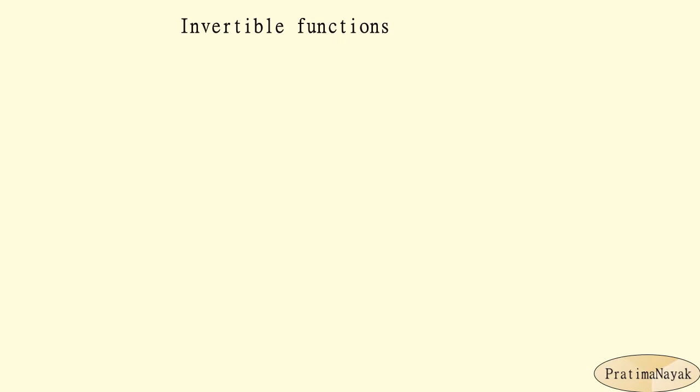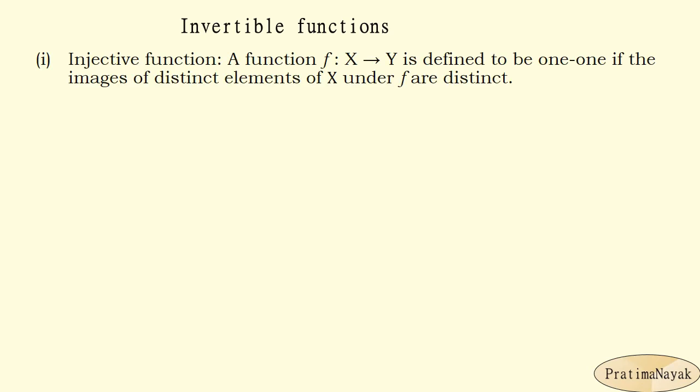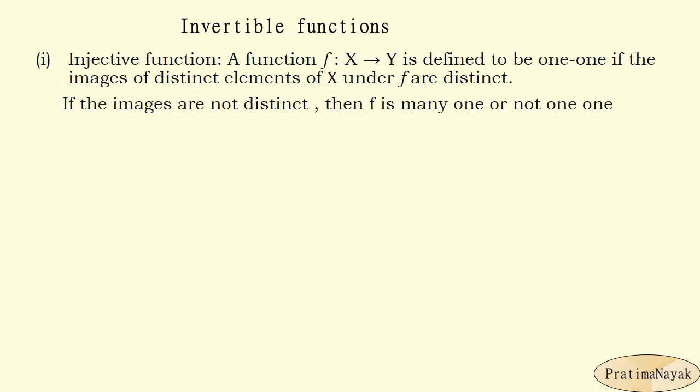Next concept is invertible functions, or which functions are invertible. To learn it, let us recapitulate the different types of functions we have already learnt. First is the injective function. A function f from X to Y is defined as one-one if the images of distinct elements of X under f are distinct. If images are not distinct, then f is many-one, or not one-one.